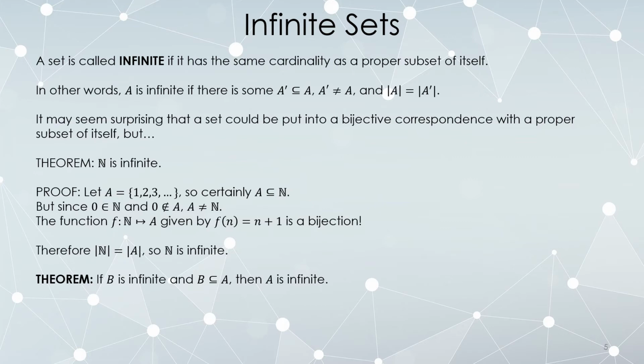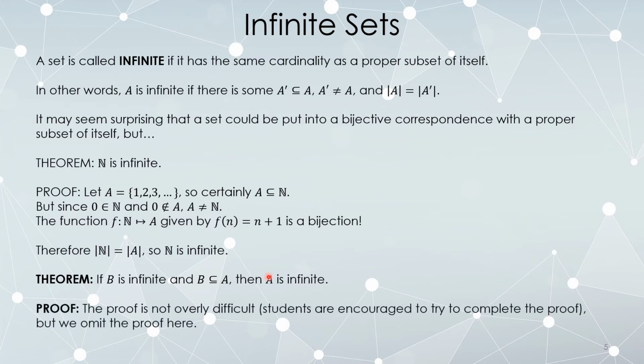Now here's a theorem. Suppose I have an infinite set which is a subset of something else. Intuitively, A has to be bigger than B if B is a subset of it. So if B is a subset of A and B is infinite, then A must be infinite as well. The proof is actually not incredibly hard, but it's a little bit more detailed than we want to include in something that isn't a course completely devoted to set theory.